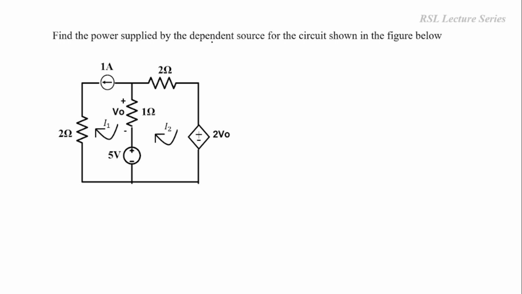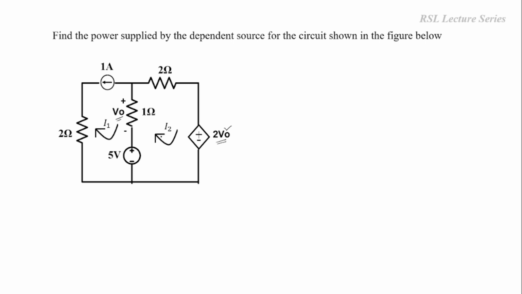Find the power supplied by the dependent source for the circuit shown in the figure below. So this is a given circuit. Here again we have one more dependent source over here. So this is again the voltage dependent voltage source only. Okay, 2 V naught. So this V naught value is given as the voltage drop across 1 ohm resistor.